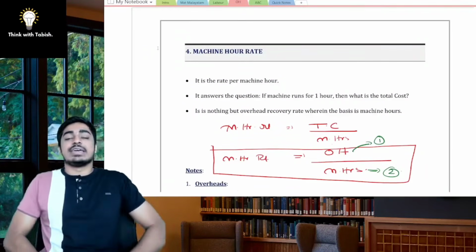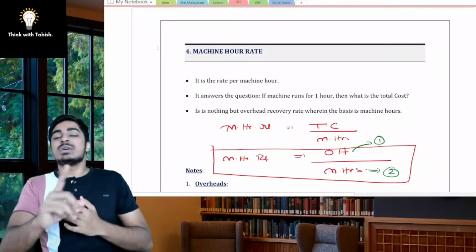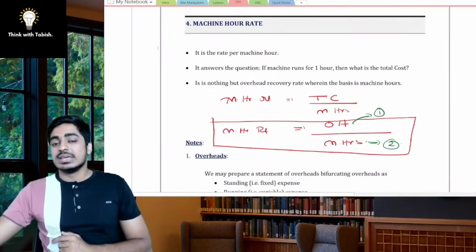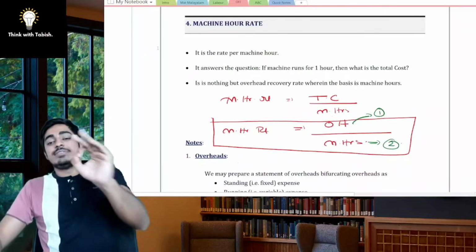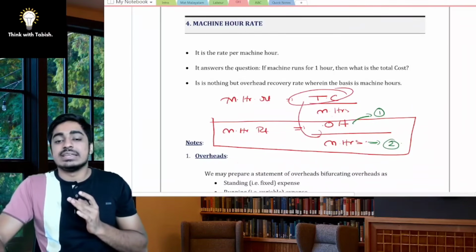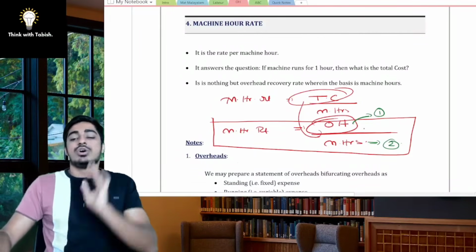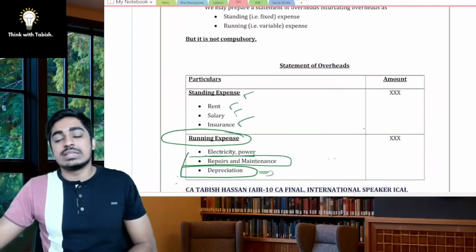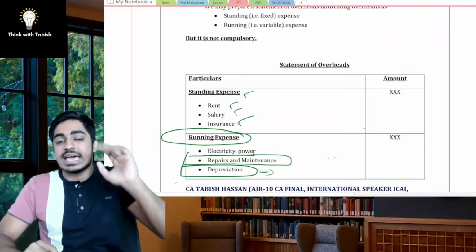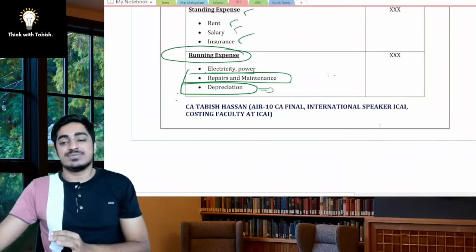What is machine hour rate? It is the rate per machine hour. We want to know, if our machine is running for 1 hour, what is the cost? How do we get it? It is nothing but total cost divided by machine hours. In simple terms, the total cost we'll be taking is our overheads divided by machine hours. What do we do for overheads? We prepare a statement wherein we bifurcate the items of overheads as standing expense, that is fixed cost, and running expense, that is variable cost.